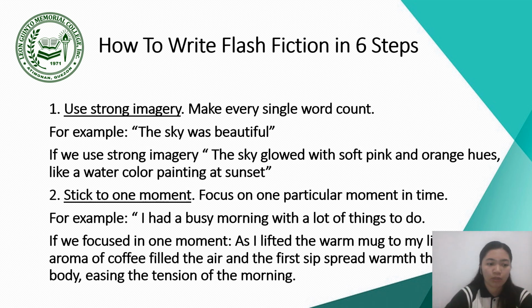For example, instead of saying "the sky was beautiful," if we use strong imagery, it becomes "the sky glowed with soft pink and orange hues like a watercolor painting at sunset." This way you're helping the readers visualize the beauty of the sky more vividly. Every word and sentence serves a purpose to enhance the image.